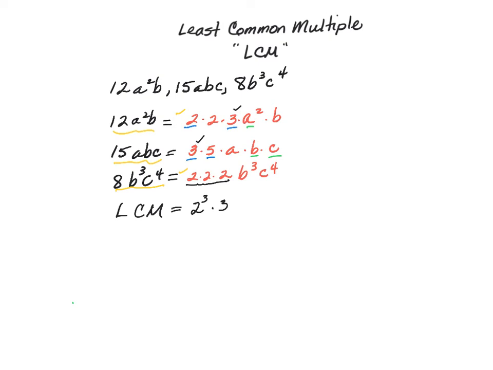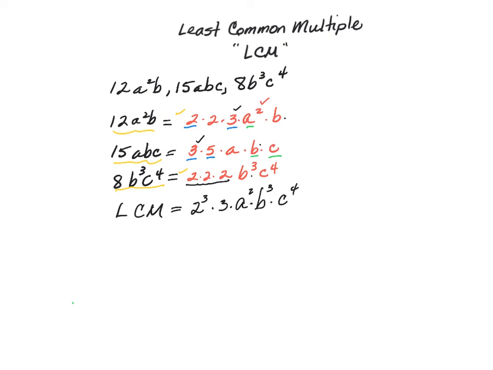Now we go to our letters. The most times that we use an A is right up here, and it's twice. So we're going to have A squared. What is the most times that we use our B? We have a B, and a B cubed. So we're going to say we need B cubed. And you can probably tell already we're going to need C to the fourth.